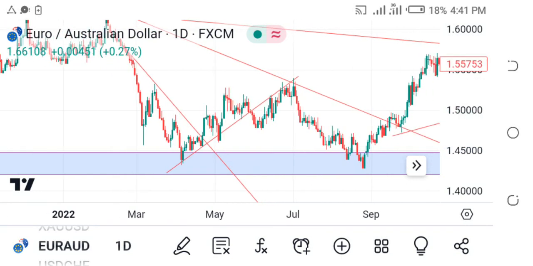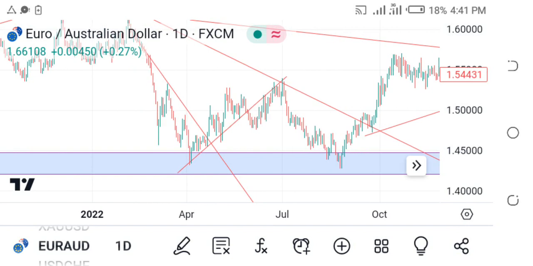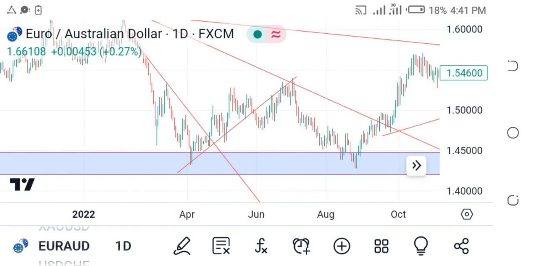I love Euro Aud. If you have been trading Euro Aud, you will know that the market actually has been giving us good pips.